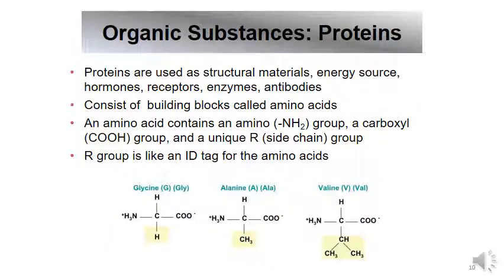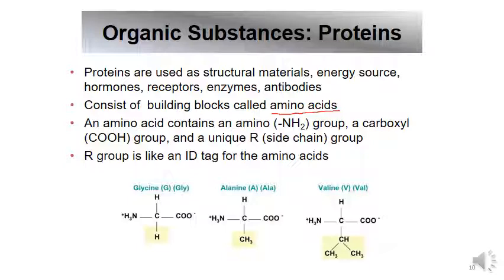Next we can move on to proteins. Proteins are used to make up our cells, but also give us a little bit of energy. A lot of proteins are hormones, receptors, enzymes, antibodies. Proteins are made up of amino acids. Each amino acid is one molecule. When many of these amino acid molecules come together, you get a protein. We have 20 different amino acid molecules though, so there are different kinds.